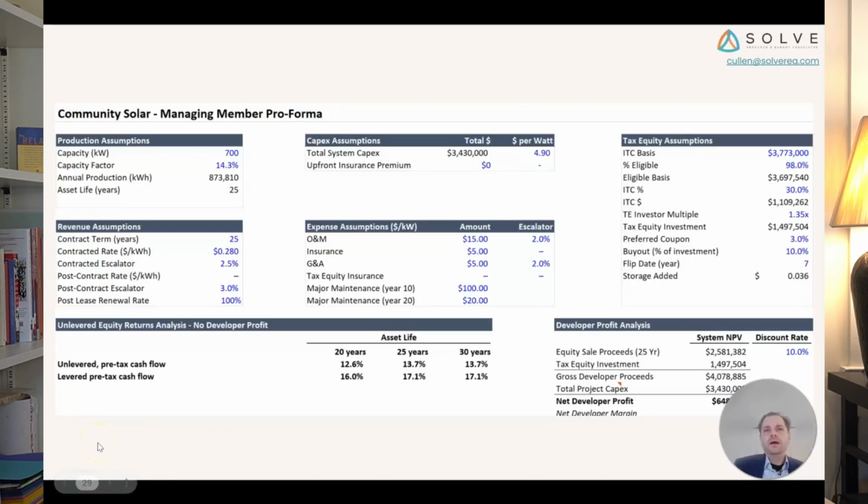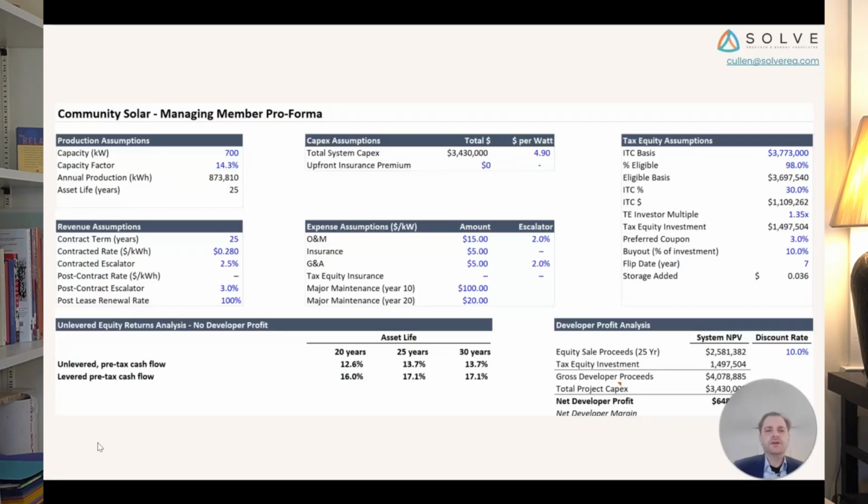Now, here's a snapshot of the input section of a solar model. You can see there's a lot going on, but what are we doing? We're capturing the production of the system under the production assumptions. In this case, we look at the number of kilowatts the system is and the capacity factor, which is a measure of how much of that system can be utilized throughout the course of a year. That yields a production value in kilowatt hours, which is the unit of sale, and an asset life of 25 years, which determines how long we model out.